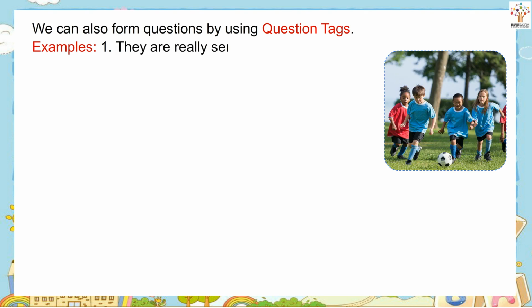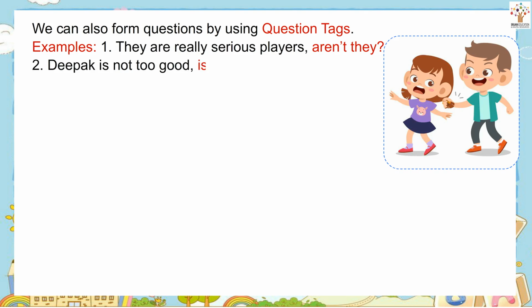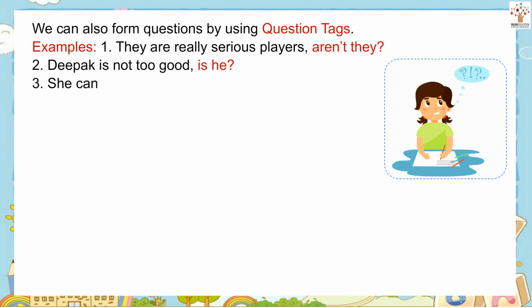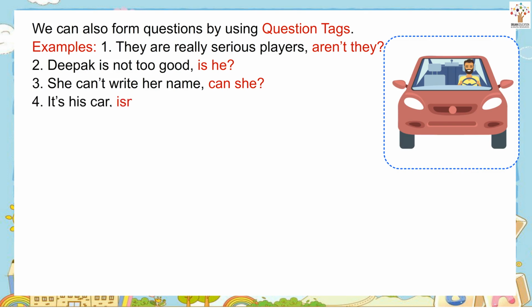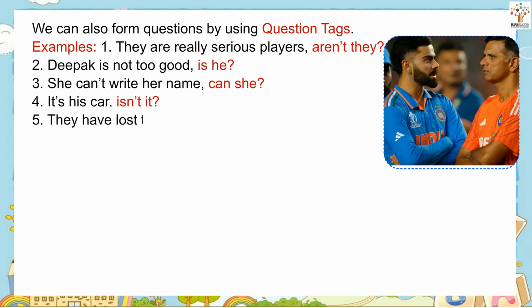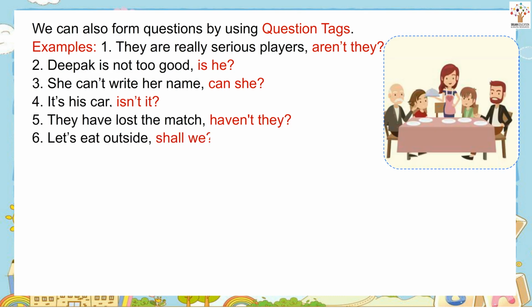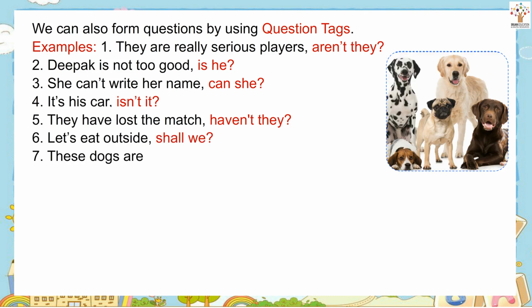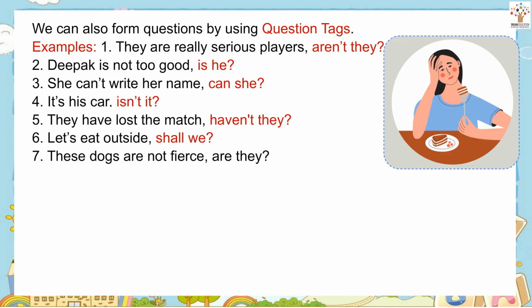We can also form questions by using question tags. Examples: They are really serious players, aren't they? Deepak is not too good, is he? She can't write her name, can she? It's his car, isn't it? They have lost the match, haven't they? Let's eat outside, shall we? These dogs are not fierce, are they? You're not hungry, are you?